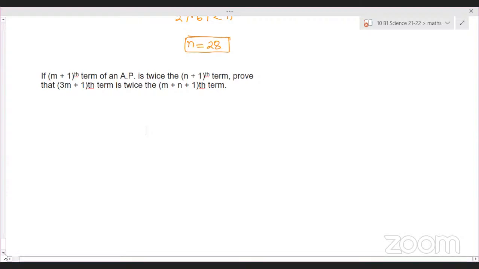So now here, the m plus 1th term of an AP is twice the n plus 1th term. That means a(m+1) is twice a(n+1). Then what do we have to prove? The 3m plus 1th term is twice the m plus n plus 1th term. This is what we have to prove. So LHS and RHS we have to take separately. But first we will simplify this, so that we might get some relation.